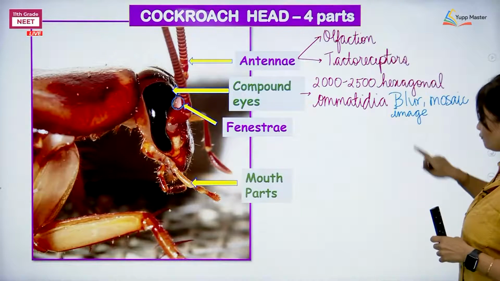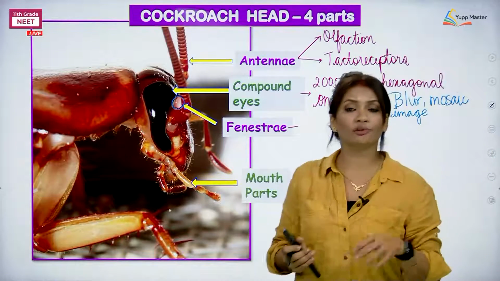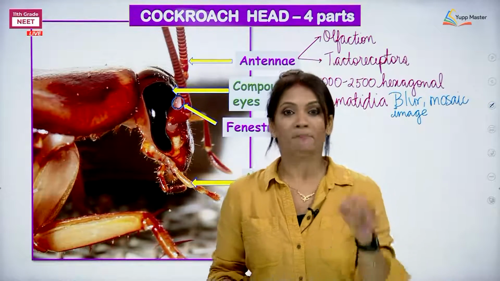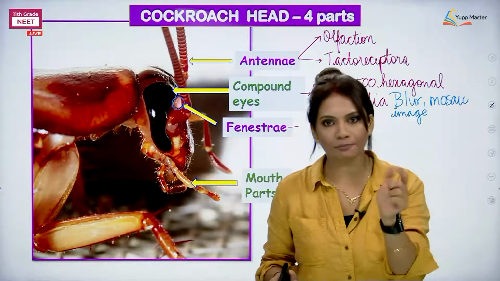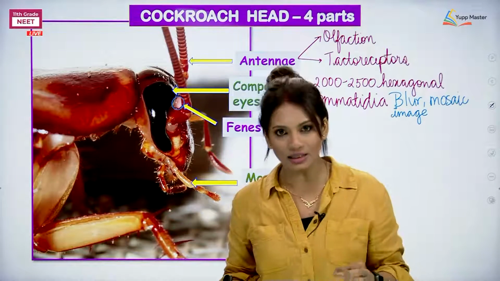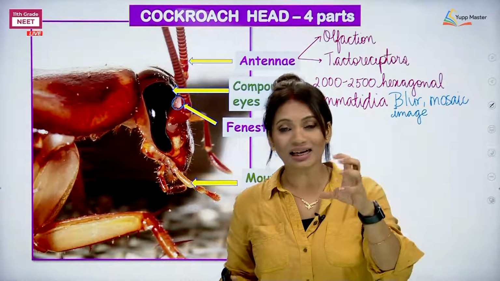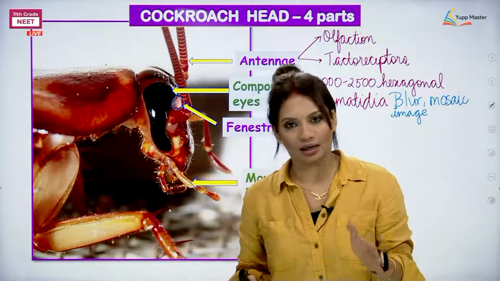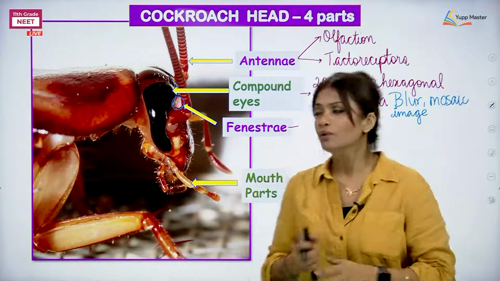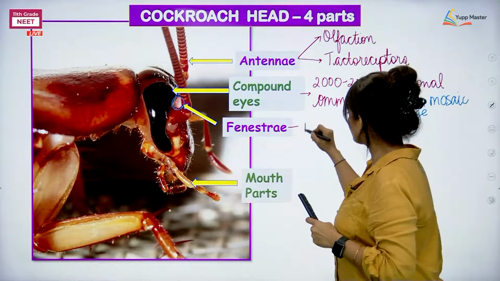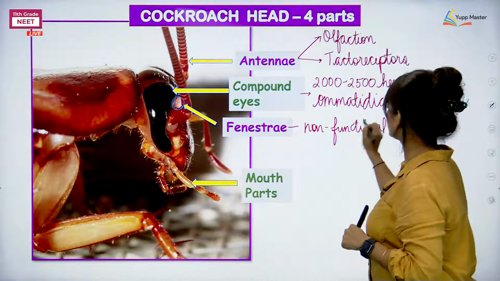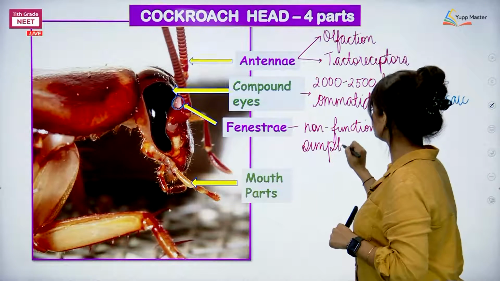Then, next we talk about the fenestrae. Fenestrae is a part that is right now non-functional in the cockroach. If it is a non-functional part, I may call it a vestigial part. The fenestrae actually represents the part which used to be the actual eyes of the cockroach. When the cockroach came into existence, its fenestrae was present and working like a simple eye. But then, as the compound eye started to develop, the simple eye gradually became non-functional. So, the fenestrae are the non-functional simple eyes.